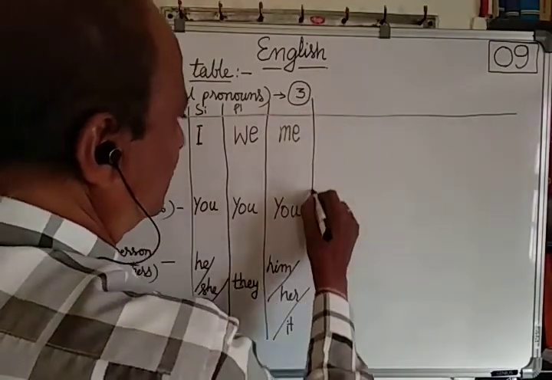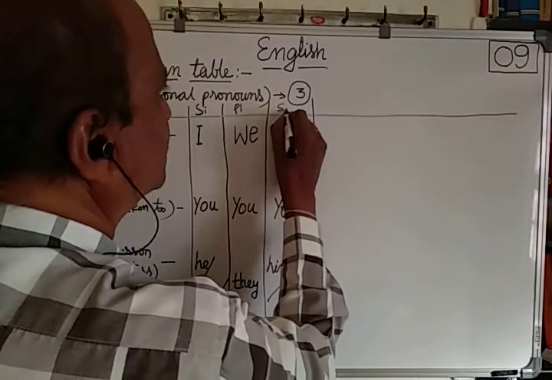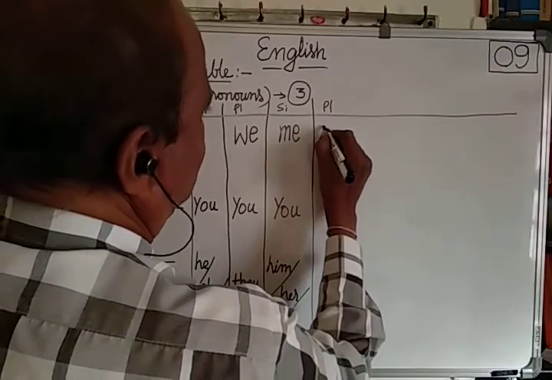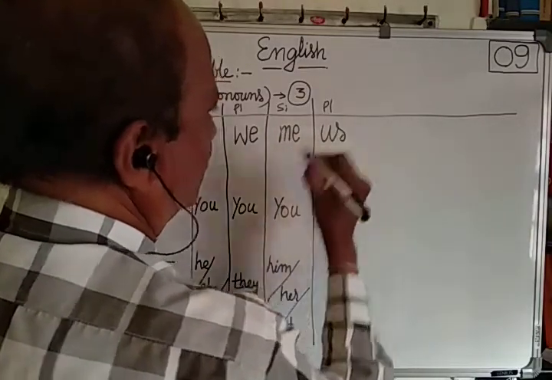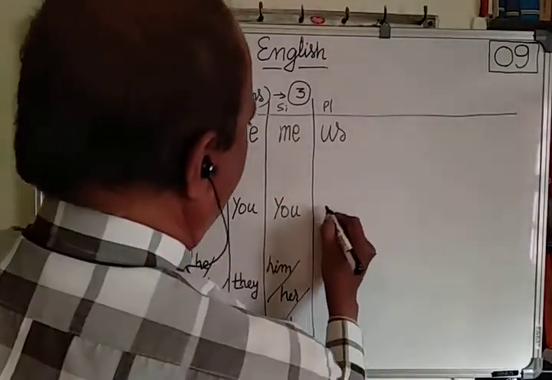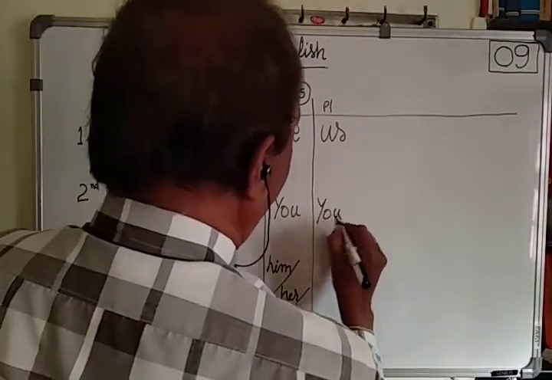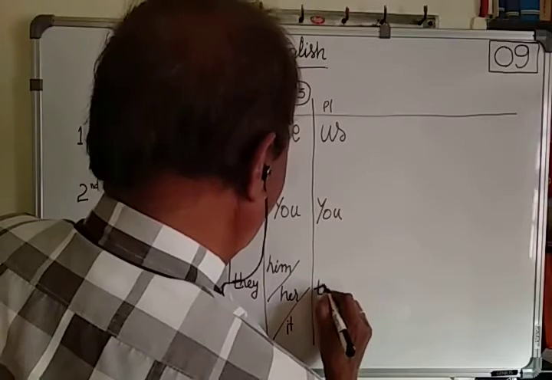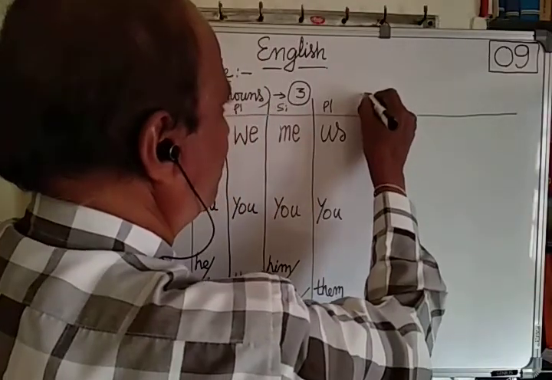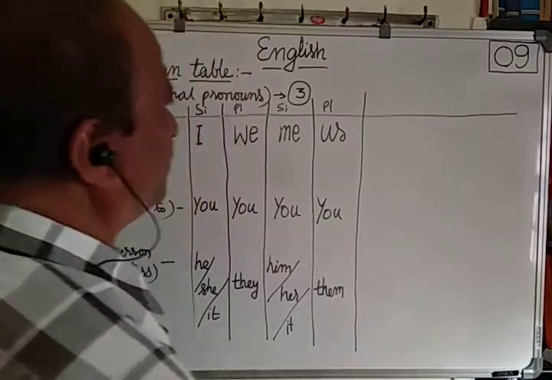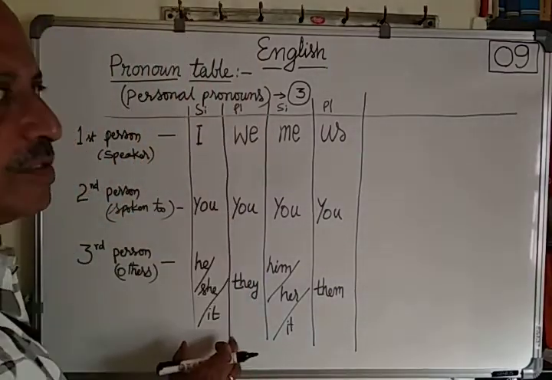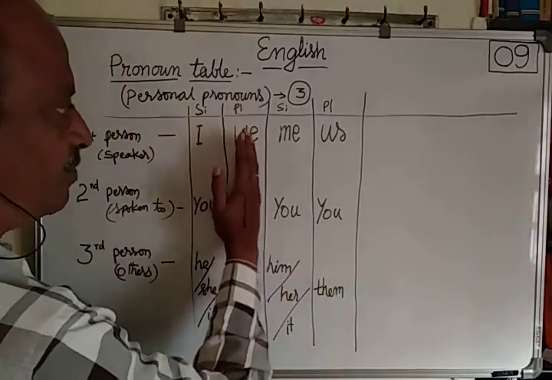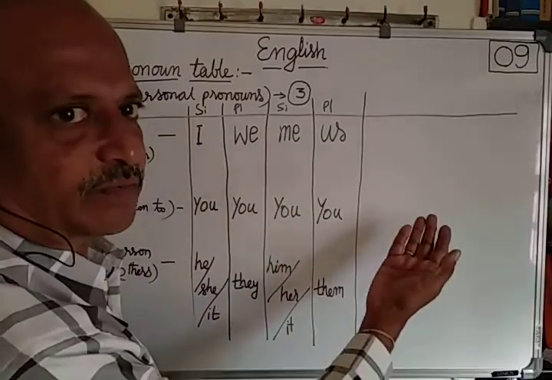Now if we go to the plural: me becomes us, to us. To you, once again it is you. Here, to them. The first are subject and these are object in a sentence. That means these come before the verb and these come after the verb in a sentence.